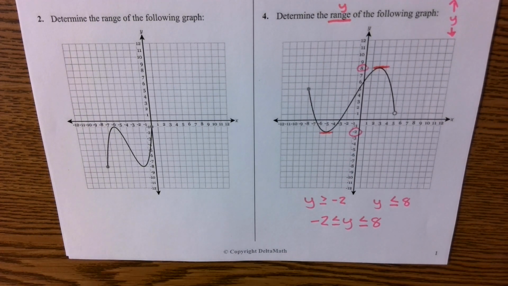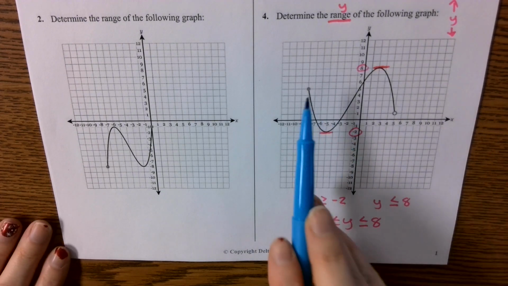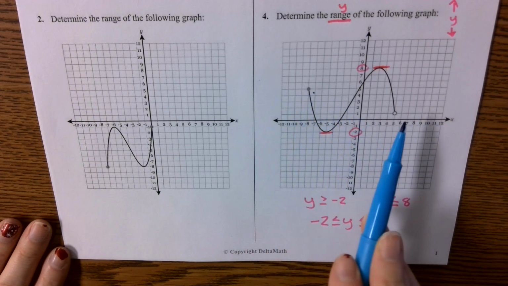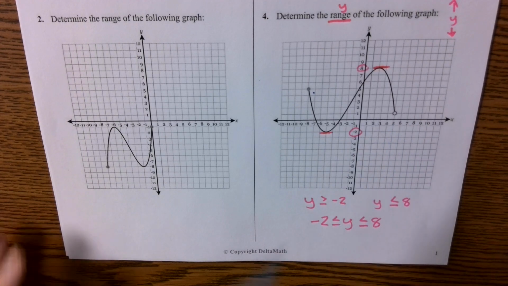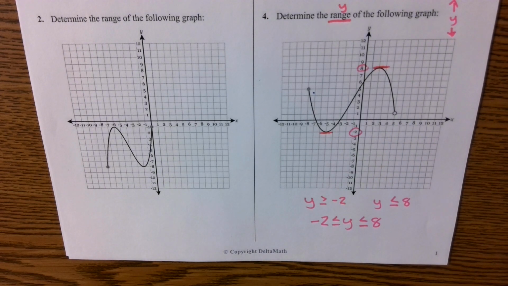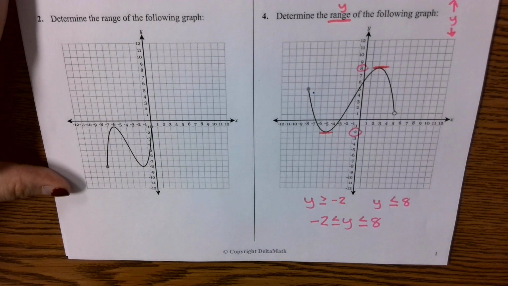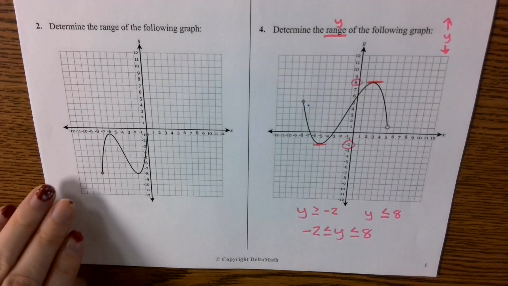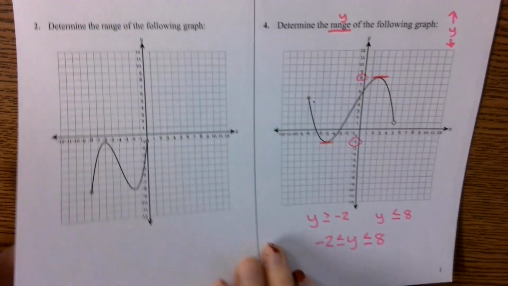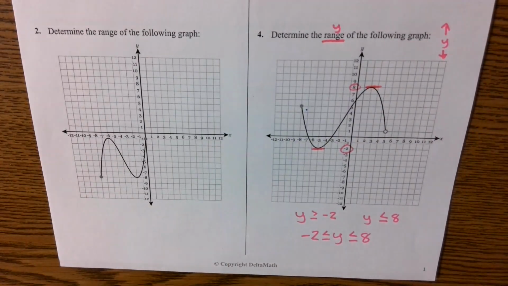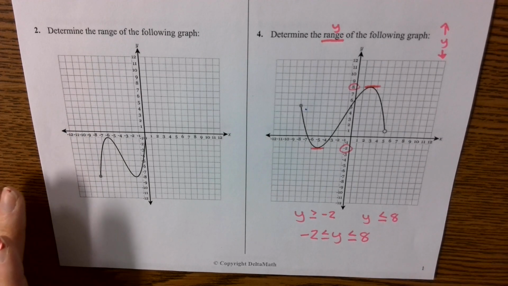Now, if this was domain, this would be a greater than or equal to sign. This would be a less than sign. Okay, remember, open circles are just less than or greater than, no equal to underneath. Okay, I want you guys to do number 2, number 3, and then on the back is 5, 6, 7, 8. Go ahead and do those real quickly.